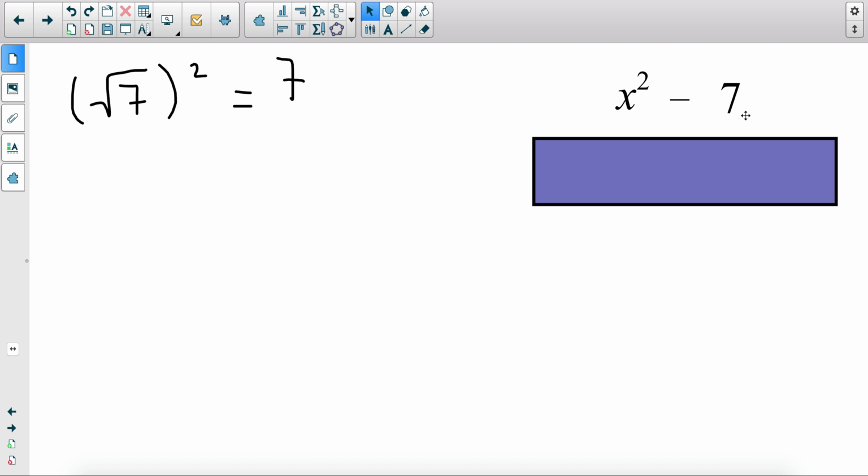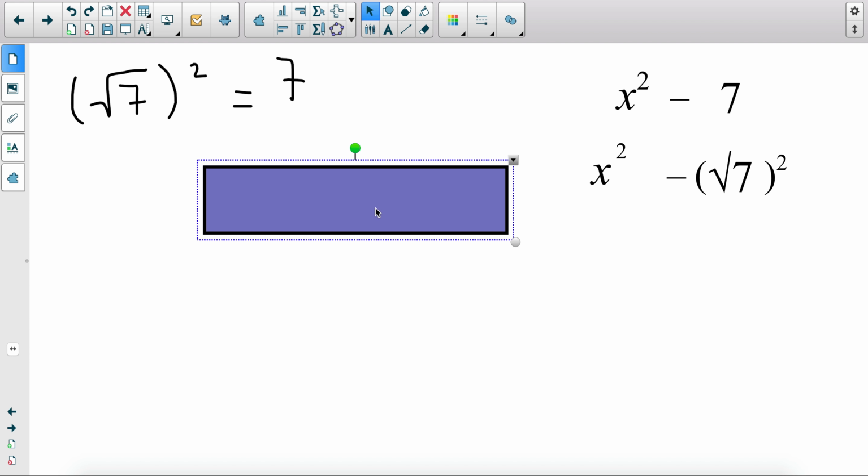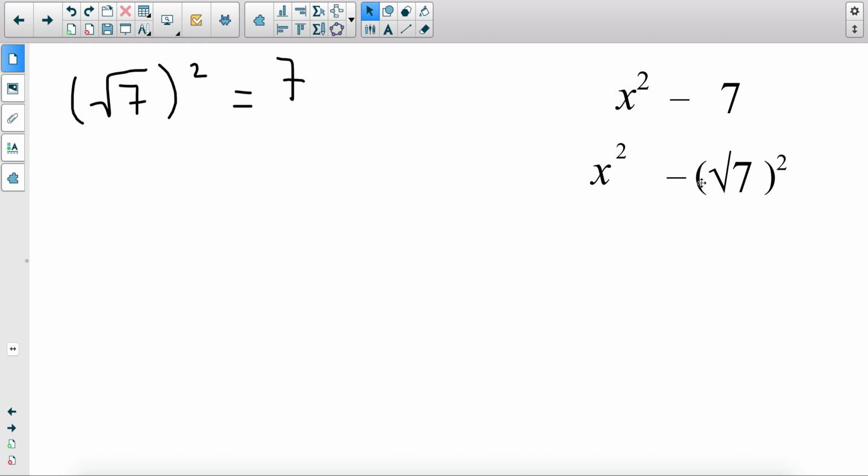So we can actually write the 7 as a square number, because this is a square number now. This is something squared. That's what we want. So we can actually write it as x squared minus square root of 7 squared. These are exactly the same things. We just rewrote the 7 as the square root of 7 squared. If you didn't understand, just rewind the video and try to listen to the explanation again.